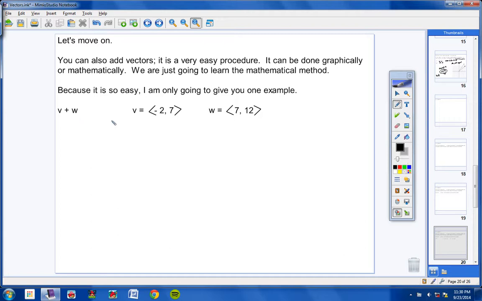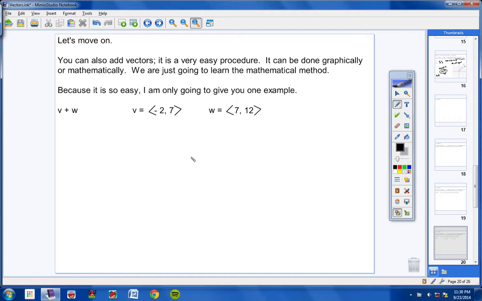V plus W. Now here's another way to write vectors. We can say vector V is (-2, 7) and vector W is (7, 12). Now students, please listen to me. Notice that when you add vectors, they're written as an ordered pair.